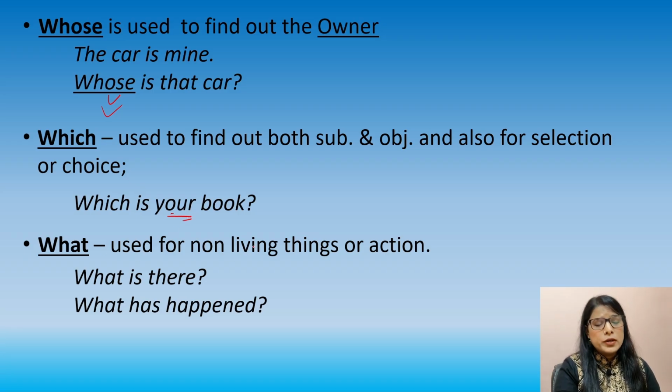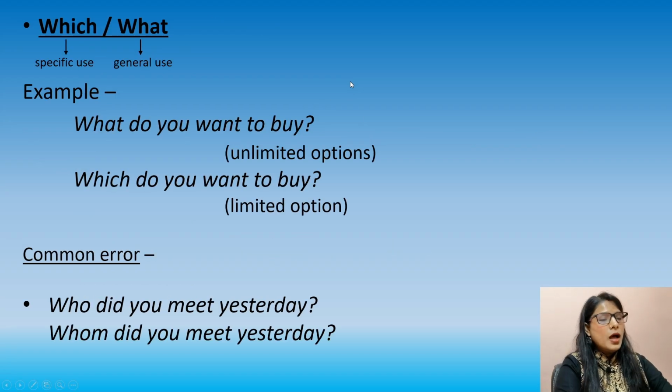What is used for non living things और action, जैसा कि हमको पता है. तो what is there, what has happened. अब what is the difference between which and what, how can we use it. तो which, as I already told you, we use for specific choice के लिए. और what we use generally. What do you want to buy, where you have unlimited options, then we use what. कौन सी चीज तुम्हें इनमें से चाहिए. But when we have limited options, two things or more than two things, then we will use which. Which do you want to buy, कौन सी तुम्हें खरीदनी है.